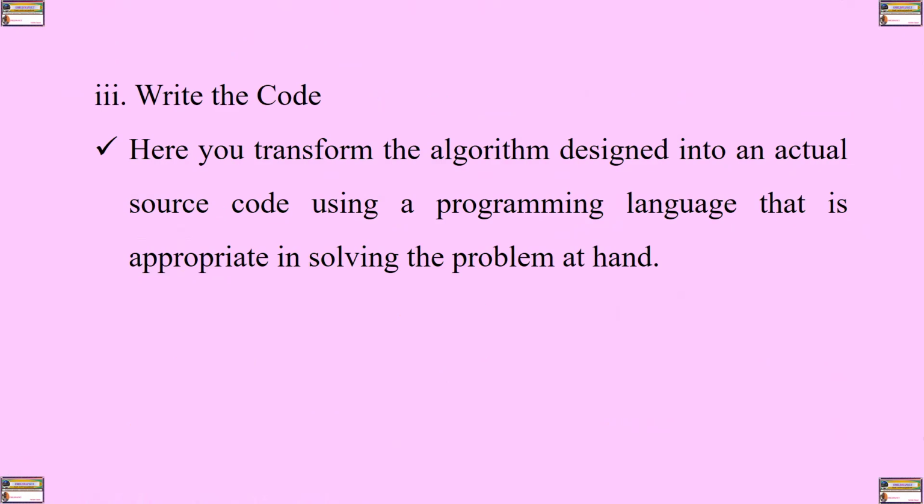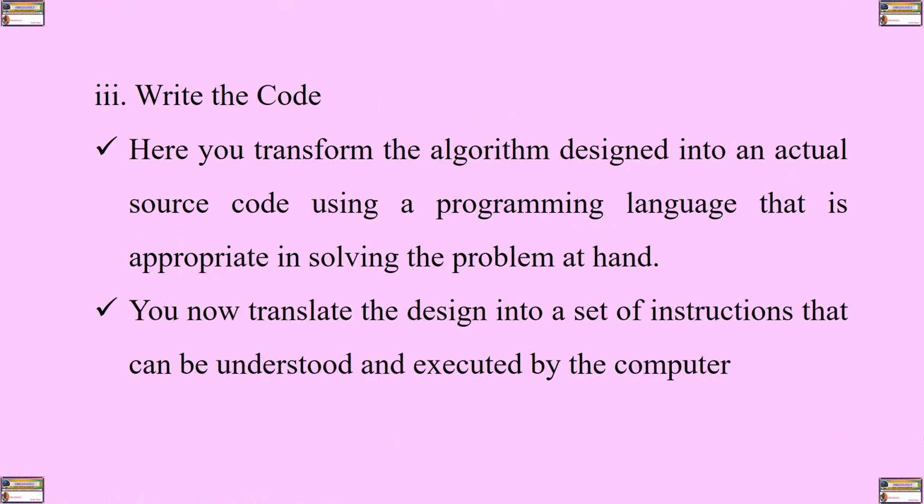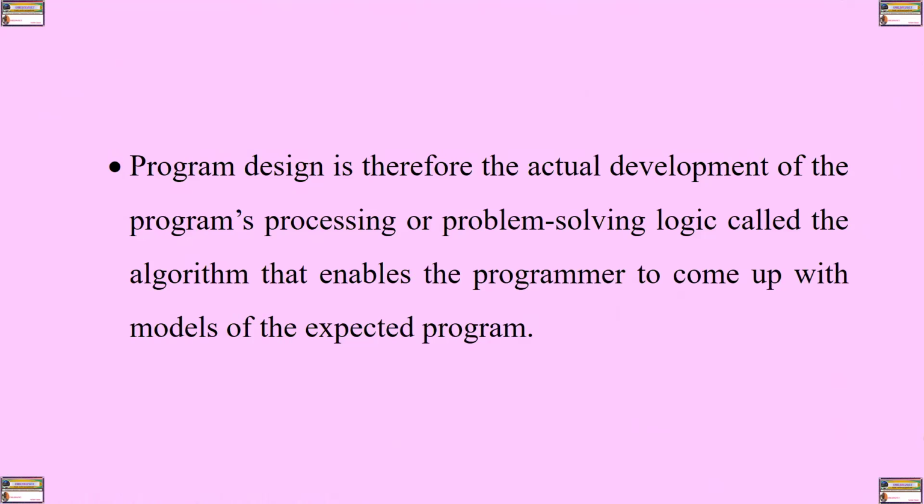Here, you transform the algorithm designed into an actual source code using a programming language that is appropriate in solving the problem at hand. You now translate the design into a set of instructions that can be understood and executed by the computer. Program design is therefore the actual development of the program's processing or problem-solving logic on the algorithm that enables the programmer to come up with models of the expected program.